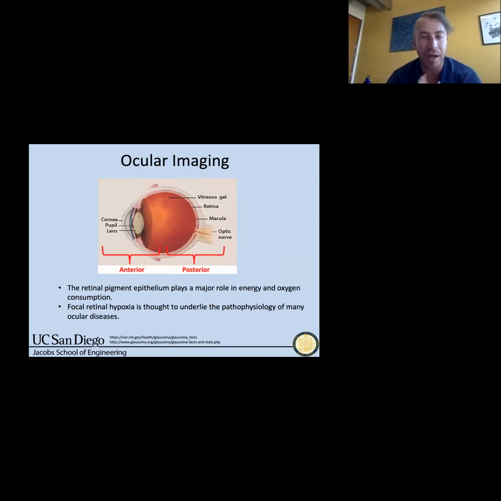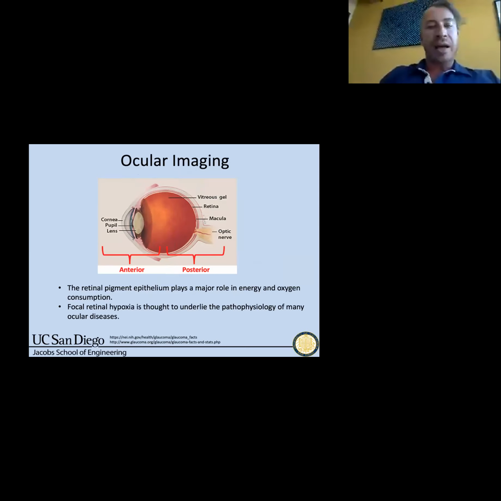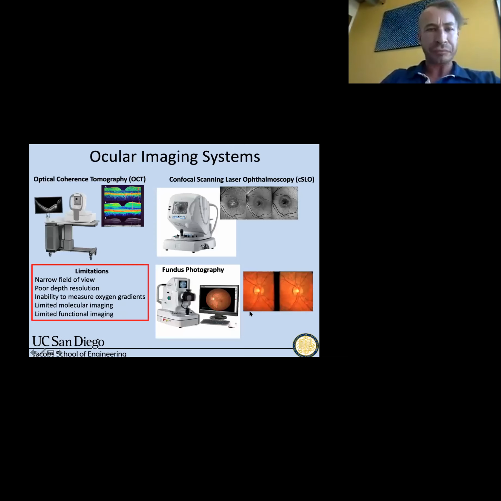This is an example from my lab where we were using this in the eye. The eye is heavily vascularized. The retina has a ton of blood flow, and when that blood flow starts to decrease, or you have some other retinal hypoxia, this can lead to pathophysiology. So, imaging in the eye is very established. You'll probably see optical coherence tomography in this class. There's fundus photography, but none of these are really giving molecular level information.